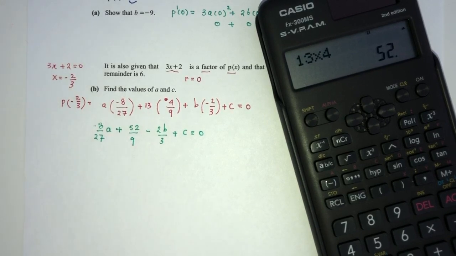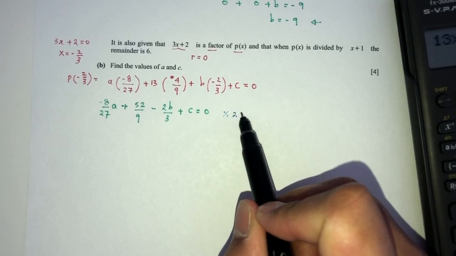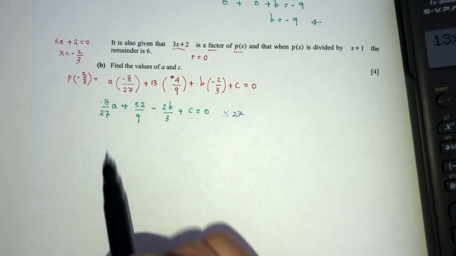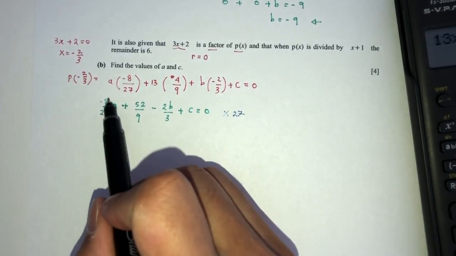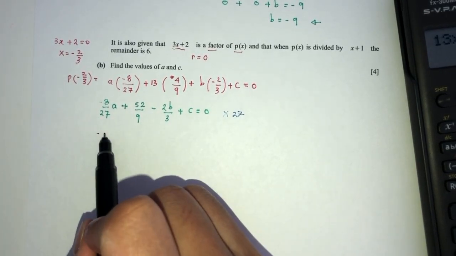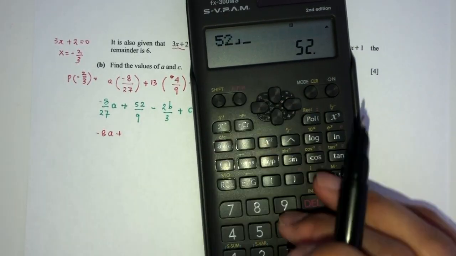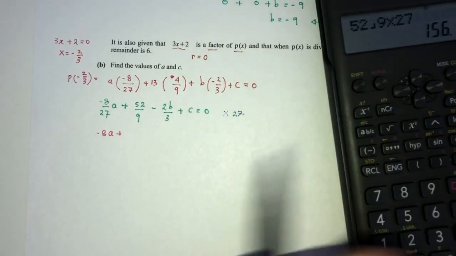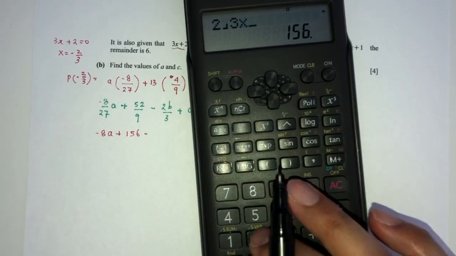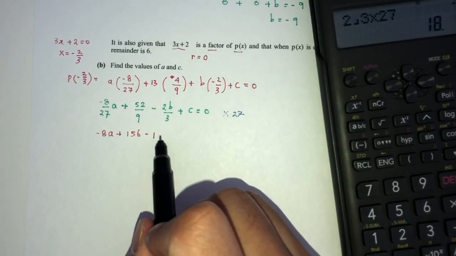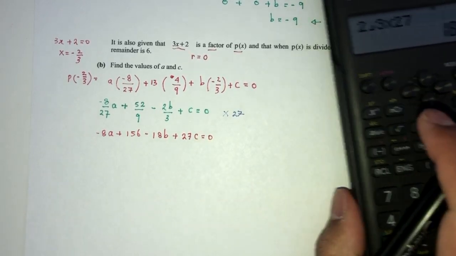Now one thing is, I don't like to work with fractions, so what I can do is multiply everything by 27, so I can remove all the denominators that we have in this equation. So this times 27, you will have minus 8a plus this times 27, so 52 over 9 times 27 should be 156, minus 2 over 3 times 27, that should be 18b, and plus 27c has to be 0.